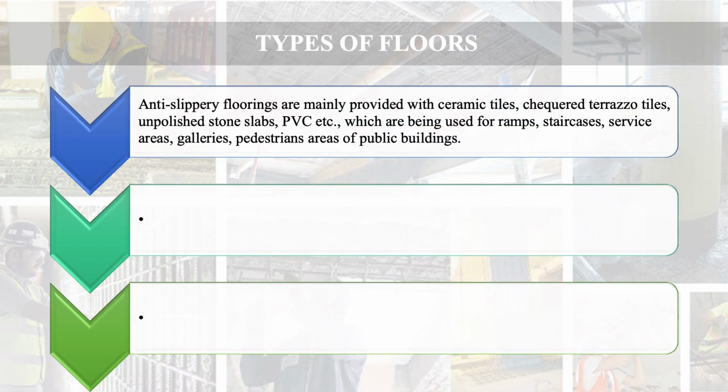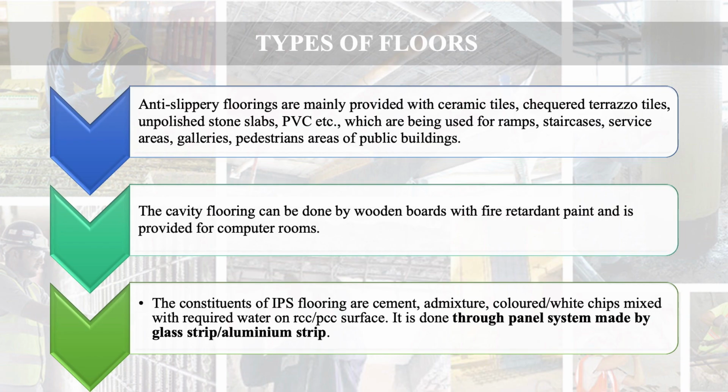Anti-slippery floorings are mainly provided with ceramic tiles, checkered terrazzo tile, unpolished stone slabs, polyvinyl chloride or PVC, etc., which are used for ramps, staircases, service areas, galleries, and pedestrian areas of public buildings. The cavity flooring can be done by wooden boards with fire retardant paint and is provided for computer rooms.